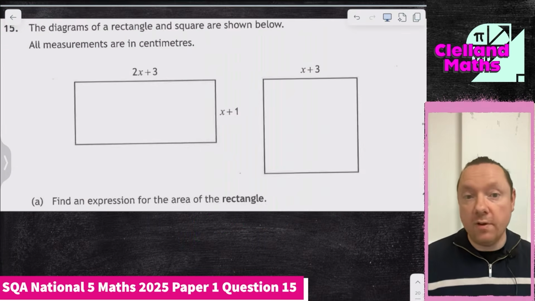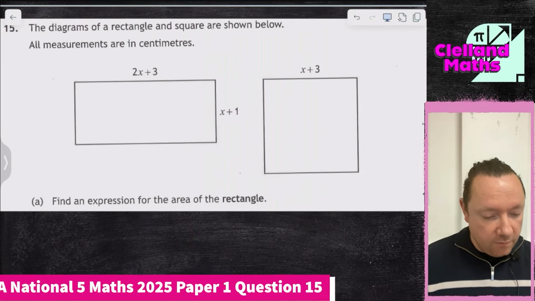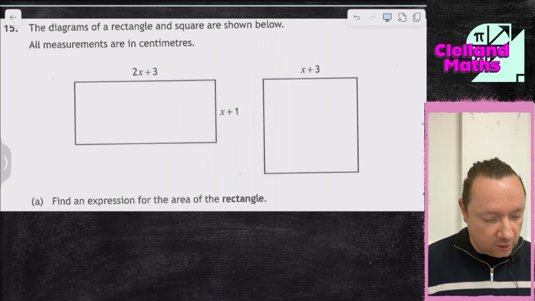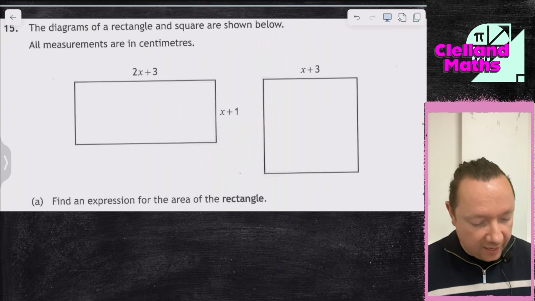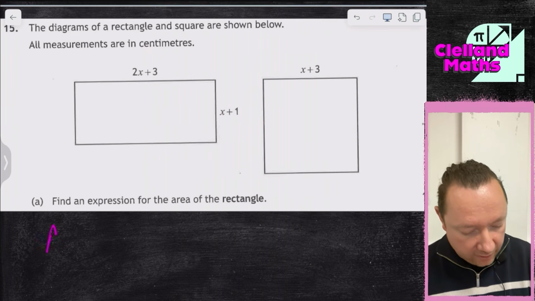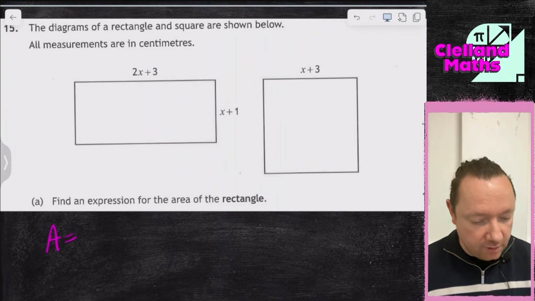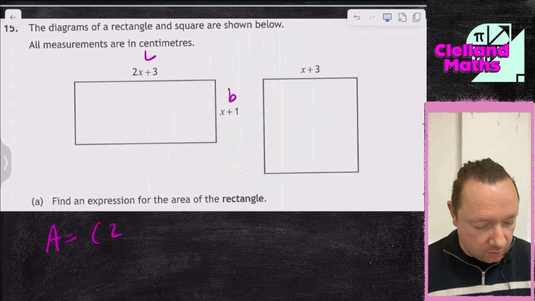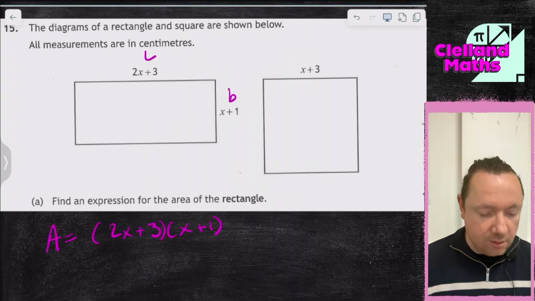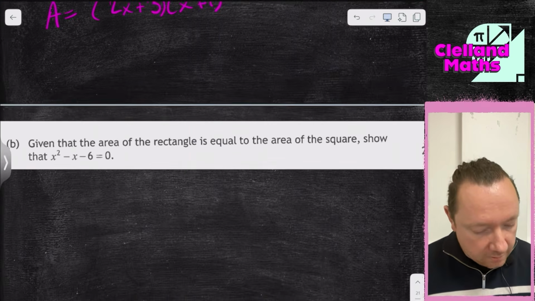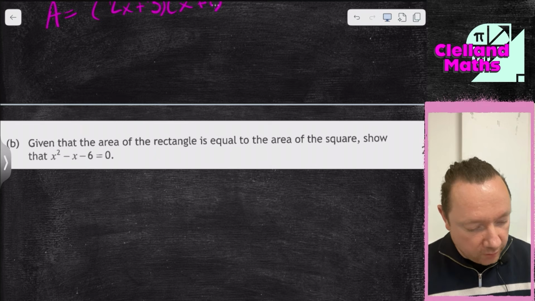SQA National 5 Maths 2025, Paper 1, Question 15. The diagrams of a rectangle and square are shown, all measurements in centimetres. Find an expression for the area of the rectangle. Well, area is length times breadth, so I've got L and B. So that's just 2x plus 3 and x plus 1, and it's only worth 1 mark, so I don't think I need to expand it or anything. So we're done there.